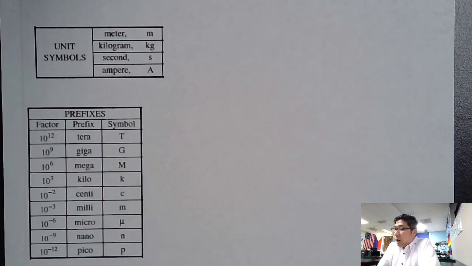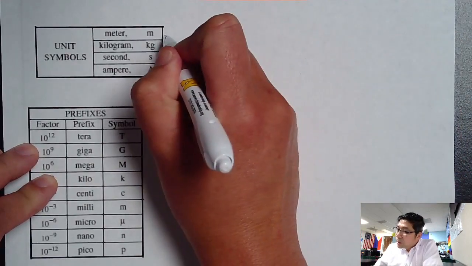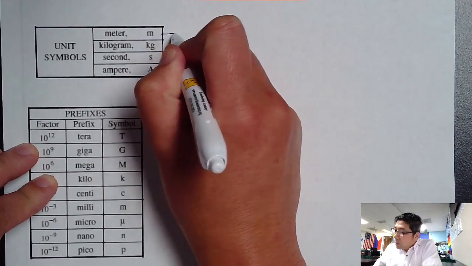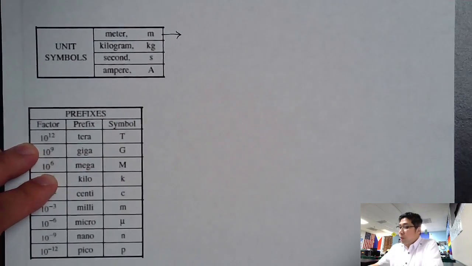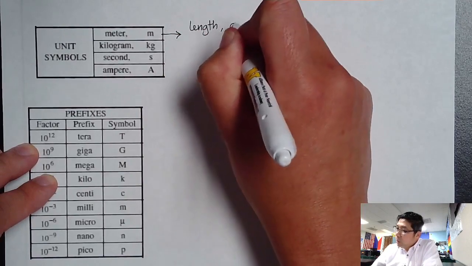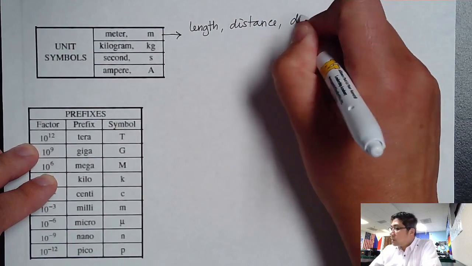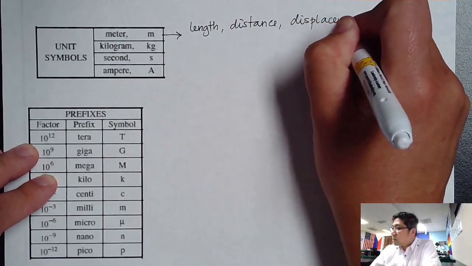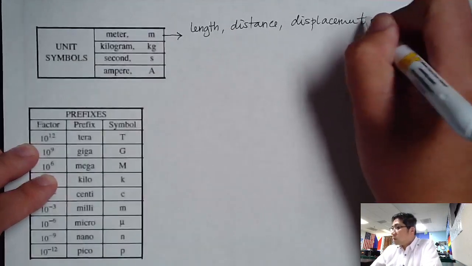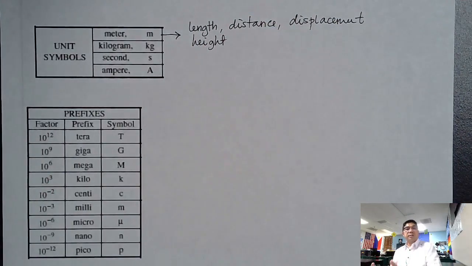So technically, there are three fundamental units in AP Physics 1. First one is in terms of meters, which is right here. So meters is used to measure anything that has length. Sometimes we talk about distance. Third, we have displacement, as well as height. Okay.